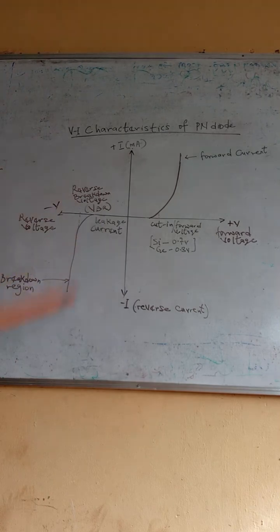But if we continue increasing our voltage, there will be breakdown. The diode is supposed to conduct in forward bias, not in reverse bias. In reverse bias as well, we might have a small current, which is called leakage current. But if we keep increasing the voltage, there will be breakdown, and that voltage is called the reverse breakdown voltage.